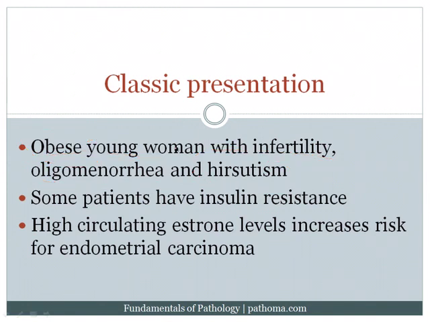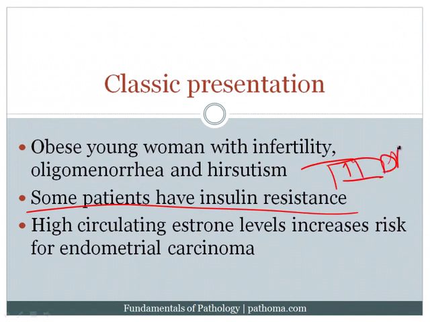What I'd also like to remind you of is that a subset of these patients have insulin resistance. So that 10 to 15 years down the line, a subset of these patients will actually develop type 2 diabetes mellitus, and that is a high-yield association. And then another high-yield association is that these patients, because they have high circulating levels of estrone, will have an increased risk for endometrial carcinoma.